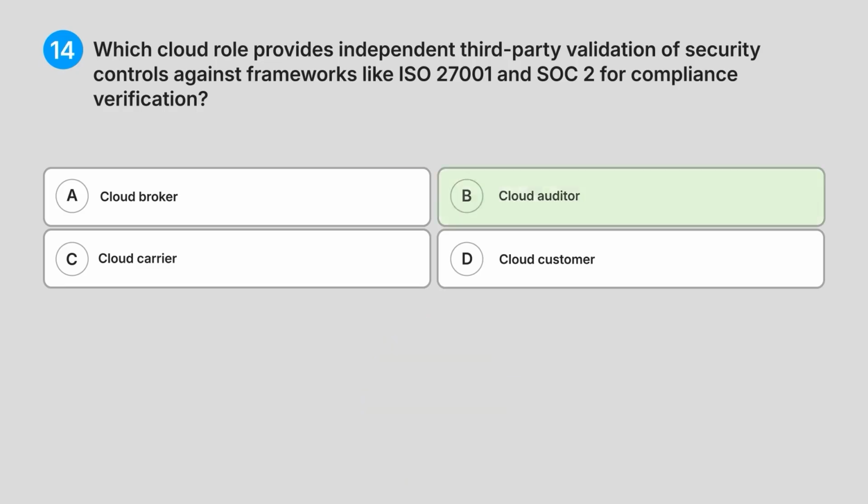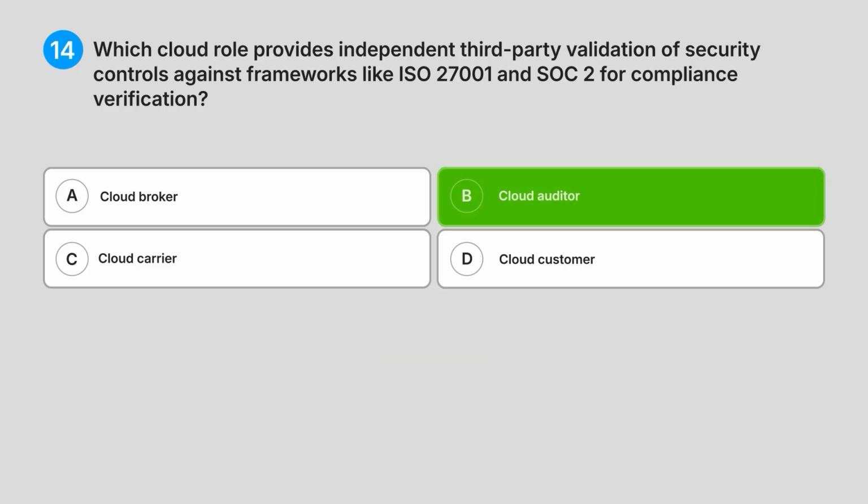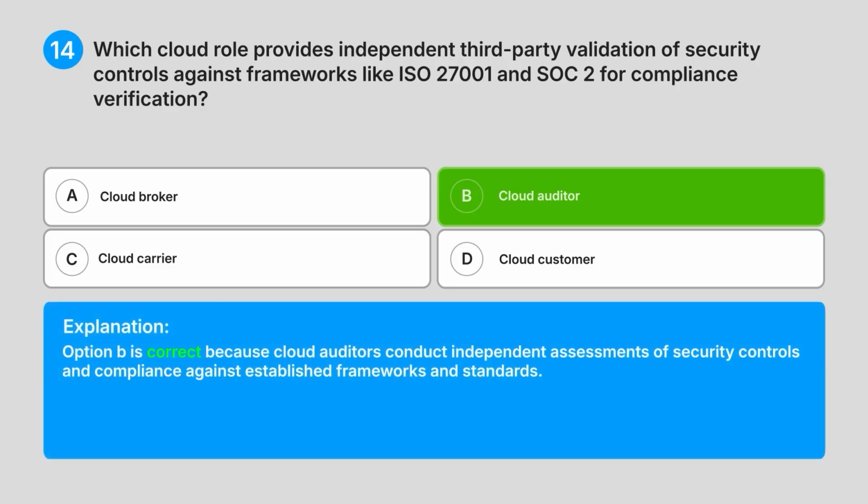Correct answer, B. Cloud auditor. Explanation. Option B is correct because cloud auditors conduct independent assessments of security controls and compliance against established frameworks and standards.